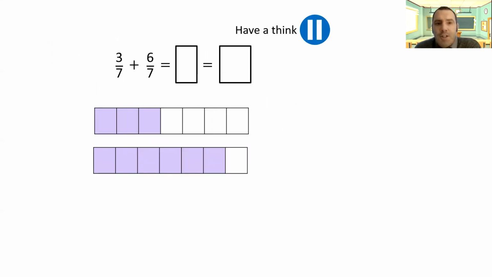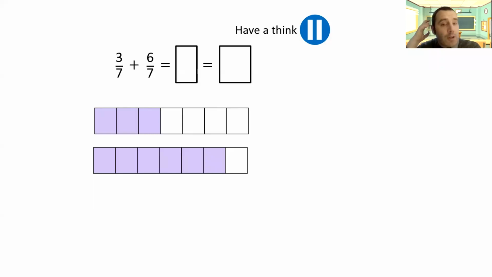Okay, over to you. I've got 3/7 plus 6/7, which equals an improper fraction. Then what you need to do is turn that improper fraction into a mixed number fraction. Pause here to do this.